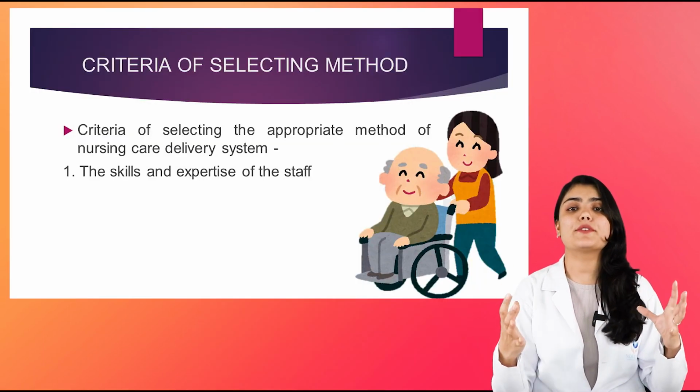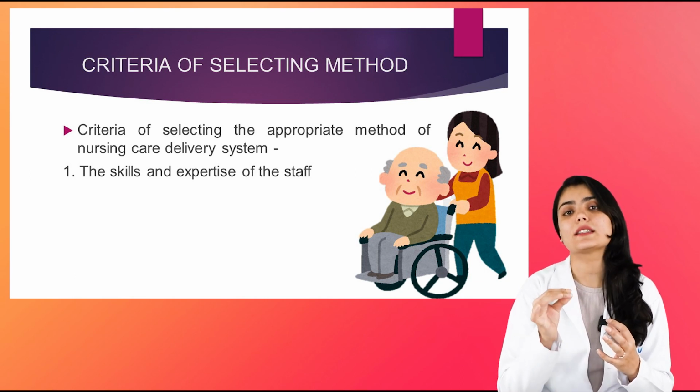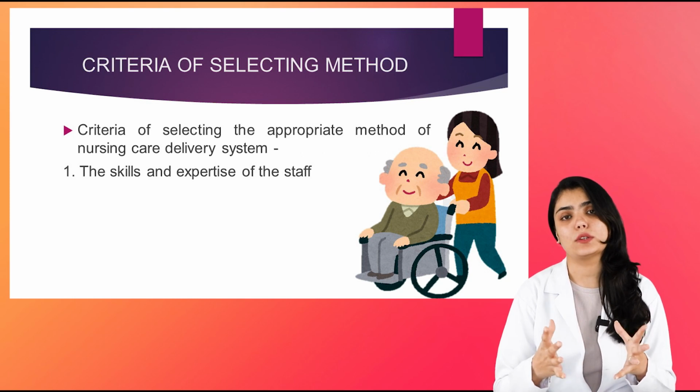Moving on, let us now discuss the criteria for selecting the appropriate method of nursing care delivery. As I told, there are different types of nursing care delivery and different methods are used in different hospitals, and sometimes they even combine different methods in order to meet the unique health needs of the patient. Now, as there are different methods, there are certain criteria to be used while we select the appropriate method of nursing care delivery. Let us see what those are.